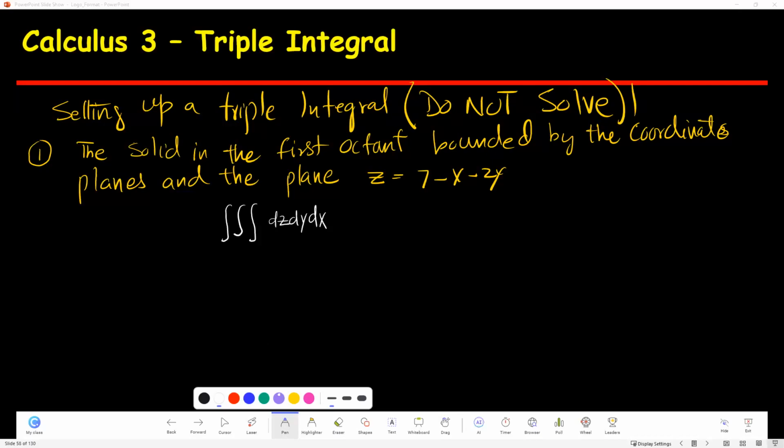Since this is a dz plane, I'm going to use this as a benchmark. So I'm going to be applying this limit like this. Go here, 0 and z. And here z equals 7 minus x minus 2y.